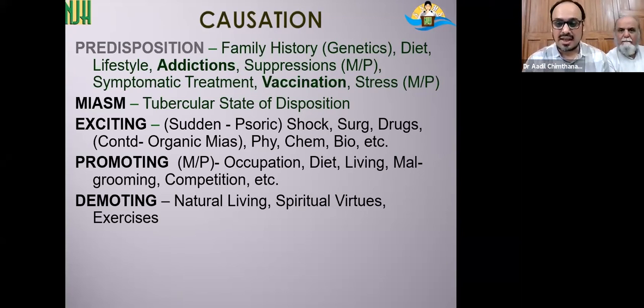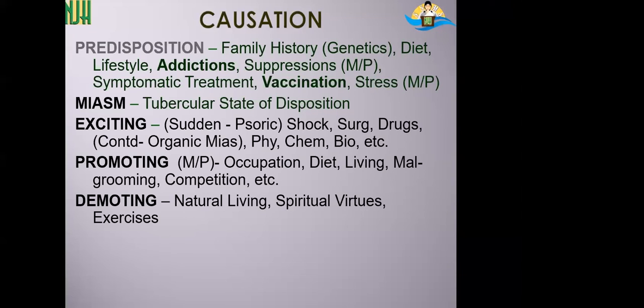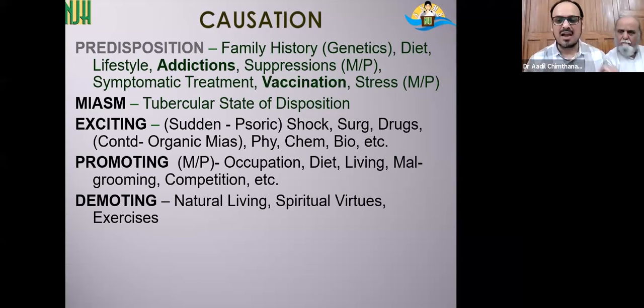Talking about addictions again. Suppressions, mental or physical, addictions to drugs, addiction to the net, any addictions are seeds for the development of ischemic heart disease. Symptomatic treatment again, stress, mental and physical. Now, stress has always been there from time immemorial. Since the organism is born, there are different types of stresses. Every single organism grows with stress.